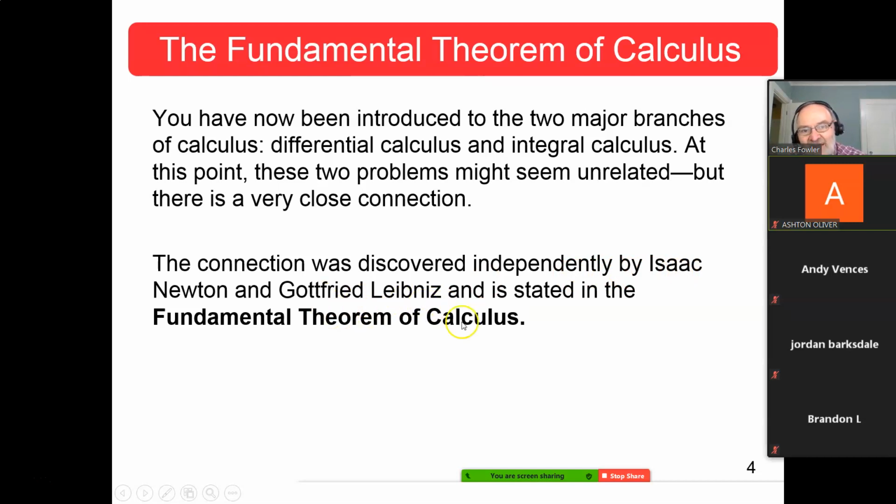Okay, it's stated as the fundamental theorem of calculus. This probably was another big contention. Who discovered it first? We don't know. Of course, the Newtonians think he did. The Leibnizians believe that he probably did. Who knows?